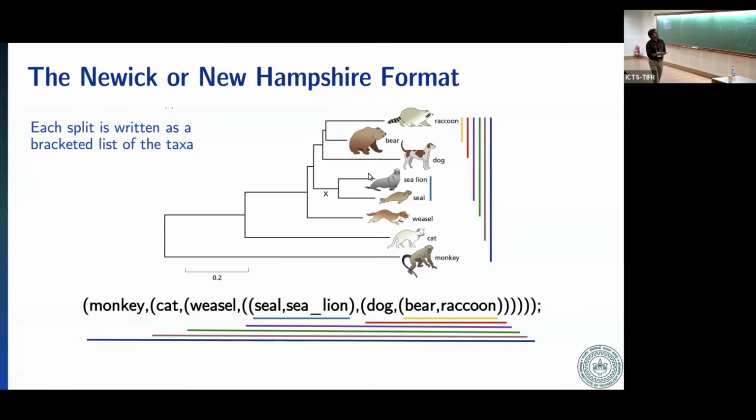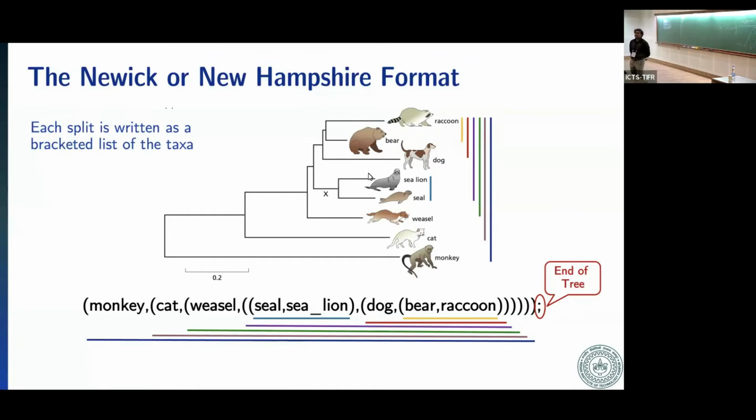so in the end we have, till monkey, and essentially it's saying that the root is basically connected to monkey on one side and everything else is on the other side, and then this is recursively defining the overall tree structure. And in the end we have this semicolon, which is basically denoting the end of the tree.